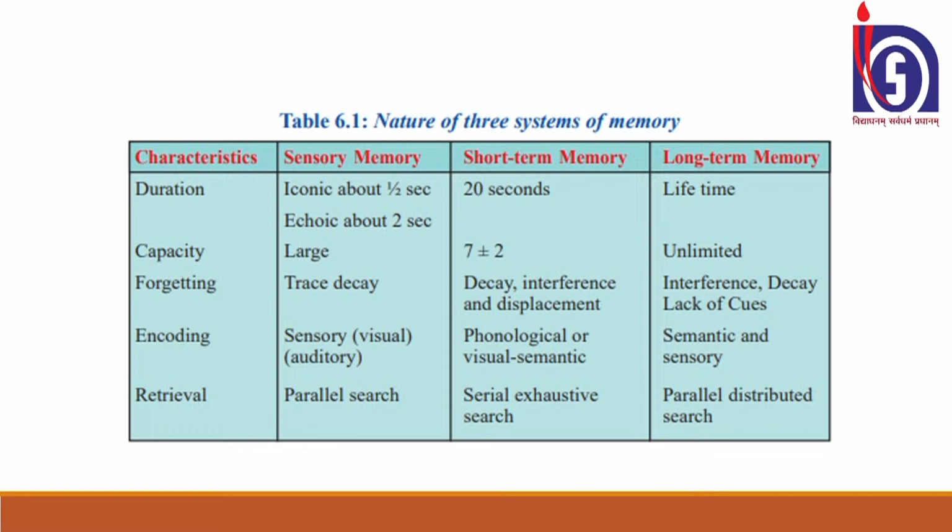So if you are receiving the information through iconic, means through the eyes, that sensory memory will keep it for half a second only. And if you are receiving the information or stimuli through your ears and you are hearing something, that information will be available to you for 2 seconds only. So iconic is basically the seeing part and echoic is the hearing part.